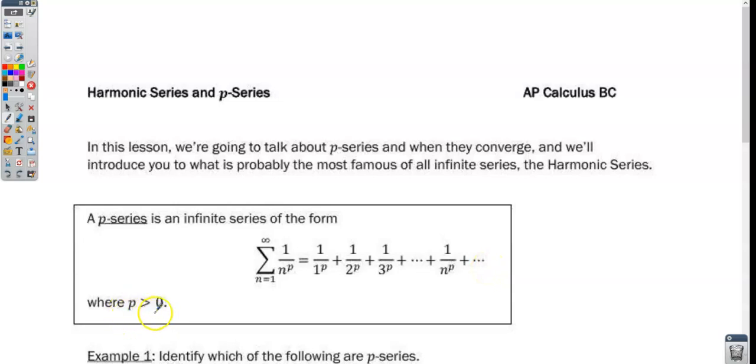Wherever p is greater than 0, because if p is less than 0 here, this is really a summation of this form, which we should know that all of these are going to diverge because they don't approach 0. So these are our P-series, and these all behave in a specific fashion, and those are the series that we're going to talk about today.